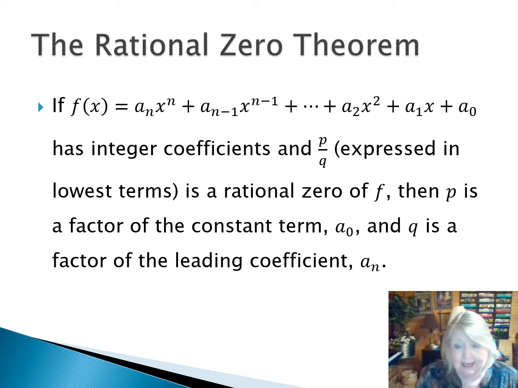What that is saying is that the only possible numerator for my zero is a factor of the constant term. And the only possible denominators for that zero are factors of my lead coefficient. That greatly limits the number of possible zeros that we need to check out.